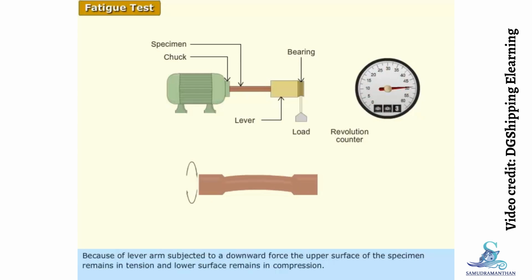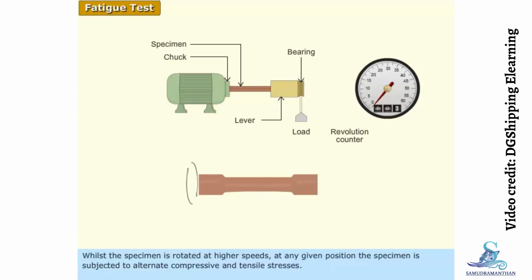Because of lever arm subjected to a downward force, the upper surface of the specimen remains in tension and lower surface remains in compression. While the specimen is rotated at higher speeds, at any given position, the specimen is subjected to alternate compressive and tensile stresses.